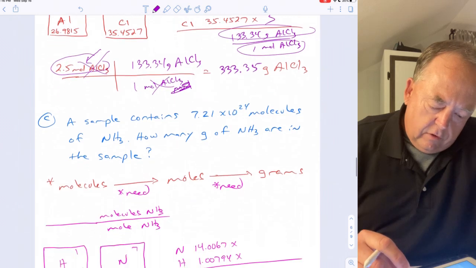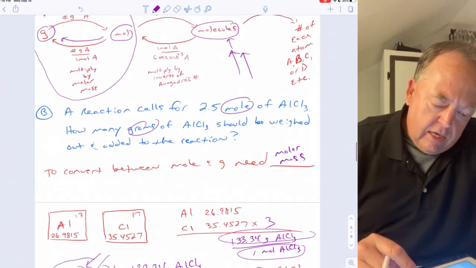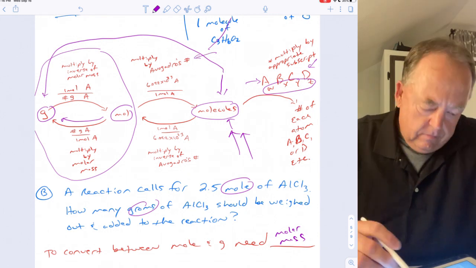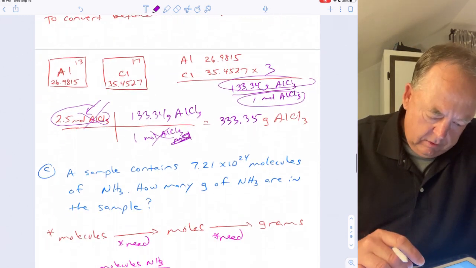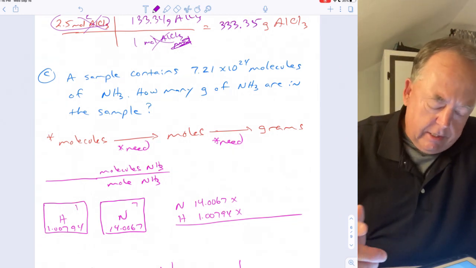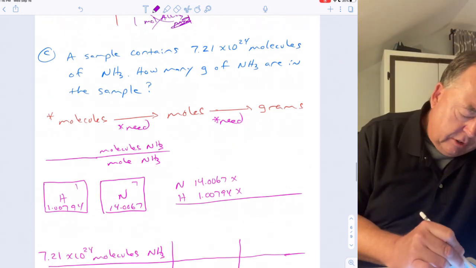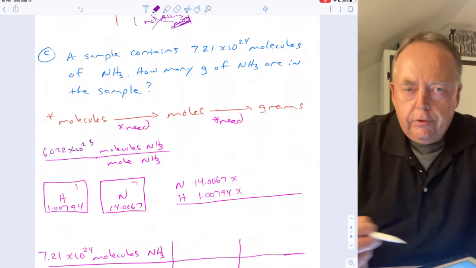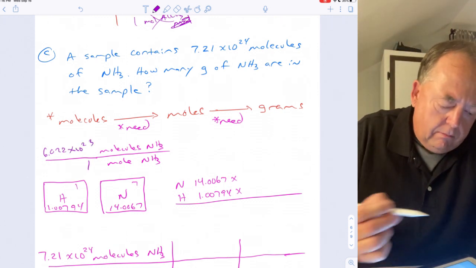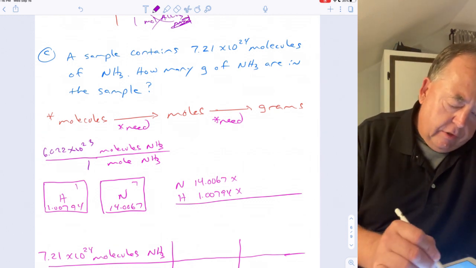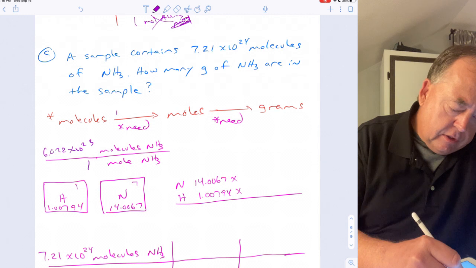So if we want to convert molecules to moles, how do you do that? You use Avogadro's number, right? And you just have to know, are you multiplying by Avogadro's number or are you dividing by it? Well, there's 6.022 times 10 to the 23rd molecules of NH3 in 1 mole of NH3, right? So molecules to moles, you need Avogadro's number.